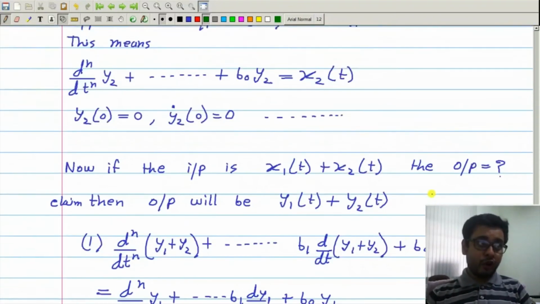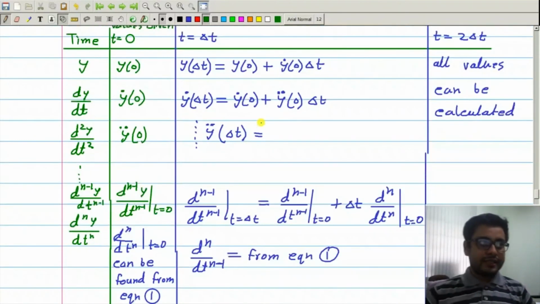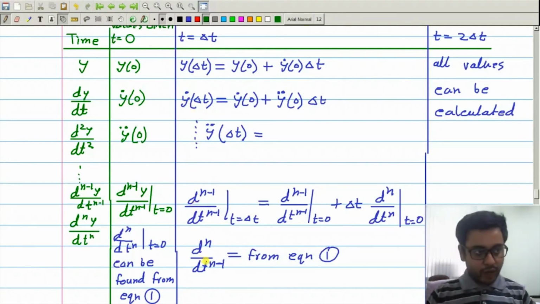Why? For that, let us go back to this tabular approach of calculating output starting from the initial conditions. Suppose all these initial conditions are 0. Then at the next instant, y(delta t) will also be 0 because this was 0 and the initial derivative is also 0. So at the next moment, output y will also be 0. Similarly, all these derivatives will also be 0 until the last one that we have to check.